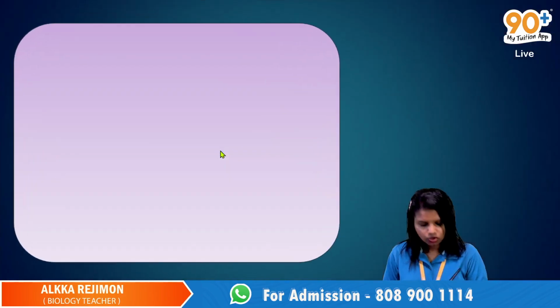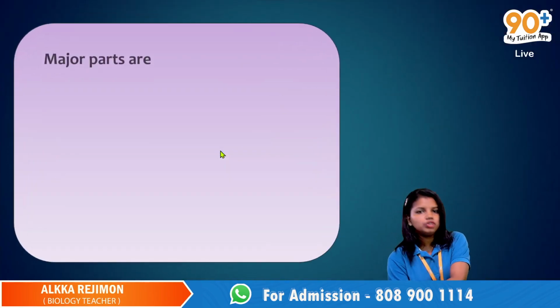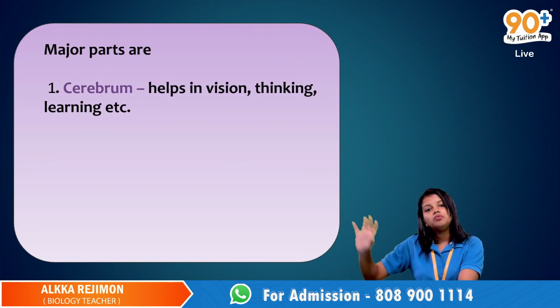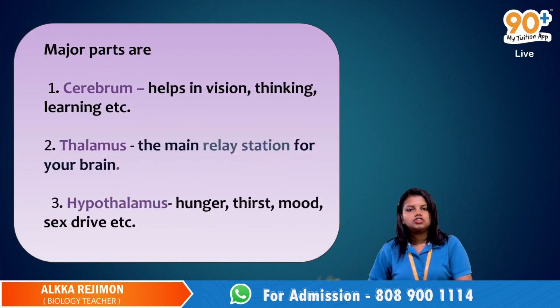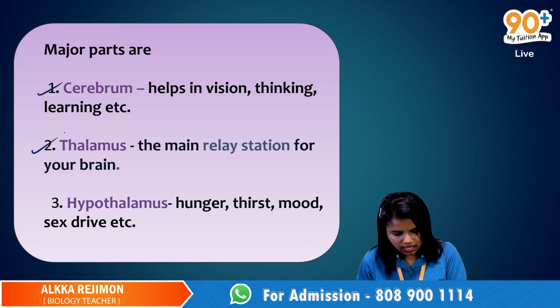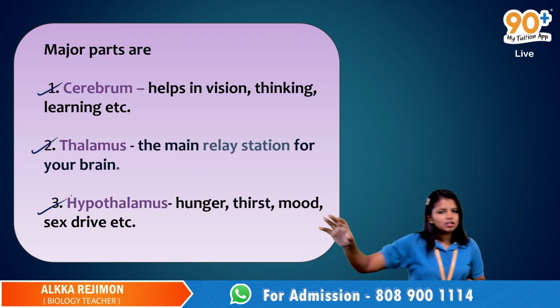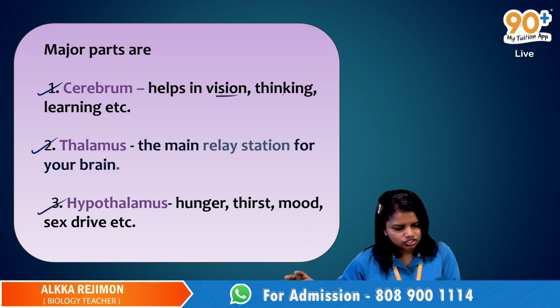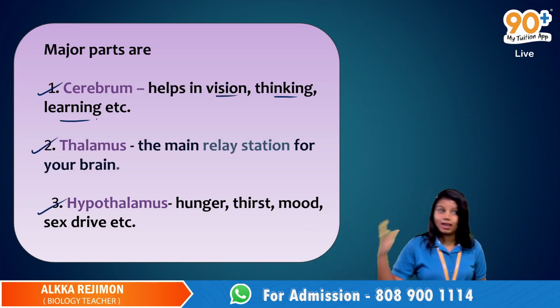Okay. So what you need to study is which are the major parts and what are the functions of these major parts. The parts coming under the forebrain are the cerebrum, thalamus and hypothalamus. The cerebrum is related to your vision, thinking, learning, memory, etc.